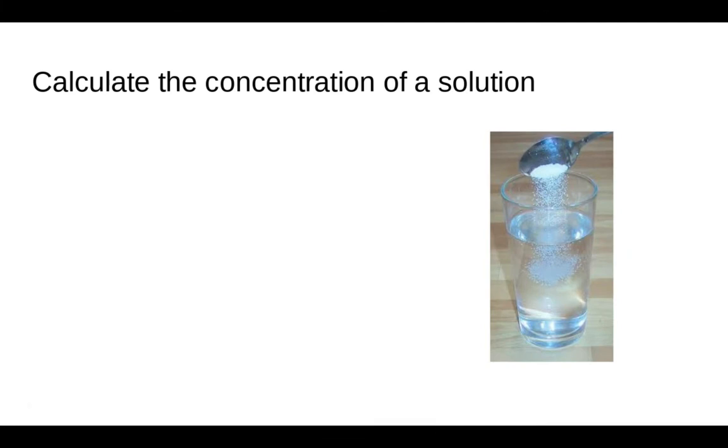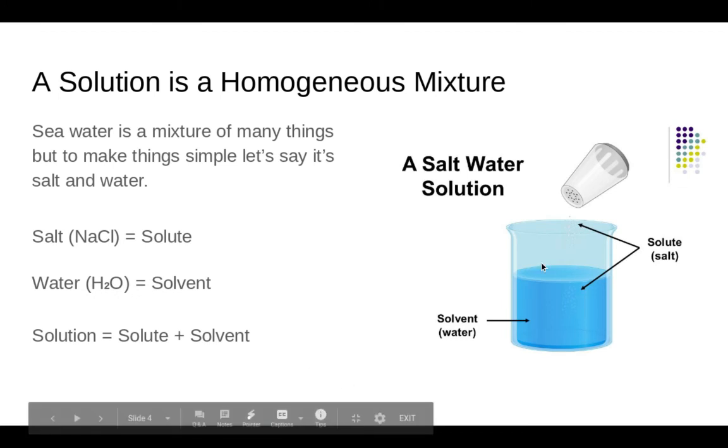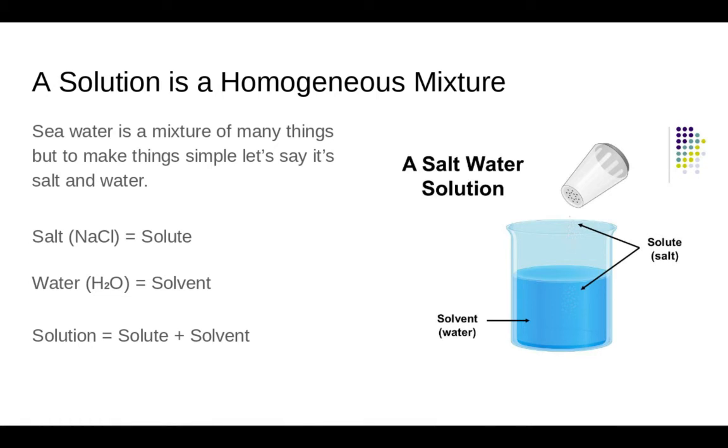So what we want to do is calculate the concentration of a solution. Let's look at this jar of water and salt. How much salt is in the water? This can be really important in chemistry when we're always trying to make some reactions. We need to know what the quantities of each part are, okay?